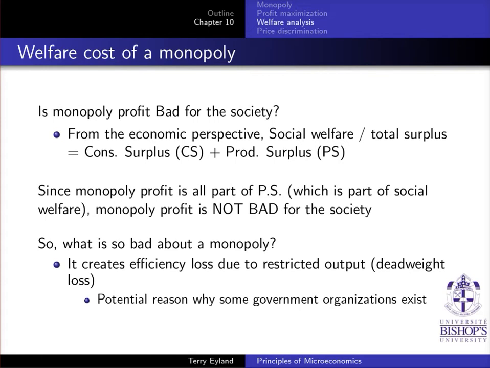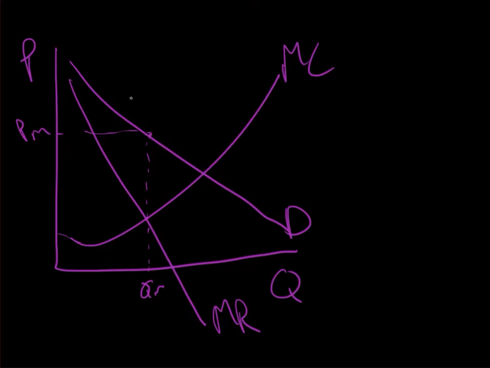So what's so bad about a monopoly is the fact that as it makes more profits and increases the cost to the consumer, it's restricting output, which makes social welfare smaller than if we had competition. Let's look at how this can happen.